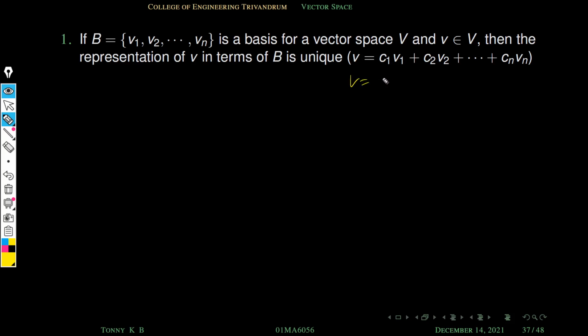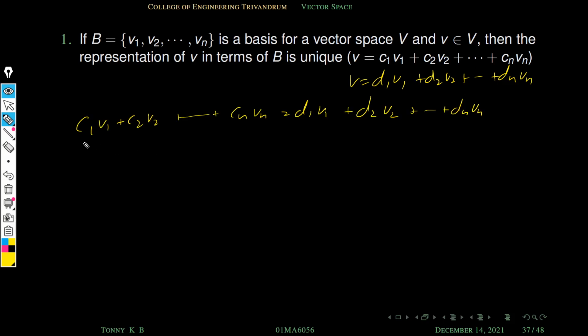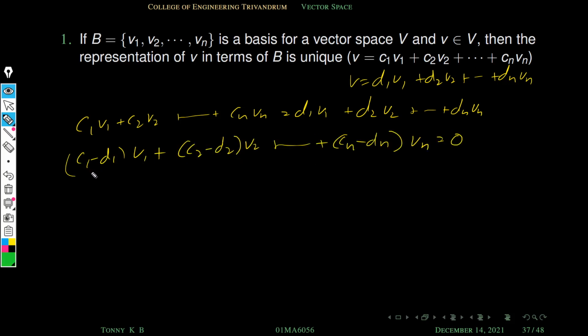We assume that it has one more representation like this: d1 v1 plus d2 v2 plus etc. dn vn. Okay, anyway, the left hand sides are the same, both are v. So you can equate the right hand sides. So this becomes c1 v1 etc. plus cn vn equal to d1 v1 plus etc. dn vn. Okay, you can take this part to the left side, and you can combine the similar vectors using our distributive property. So this becomes (c1 minus d1) v1 plus etc. plus (cn minus dn) vn equal to 0.